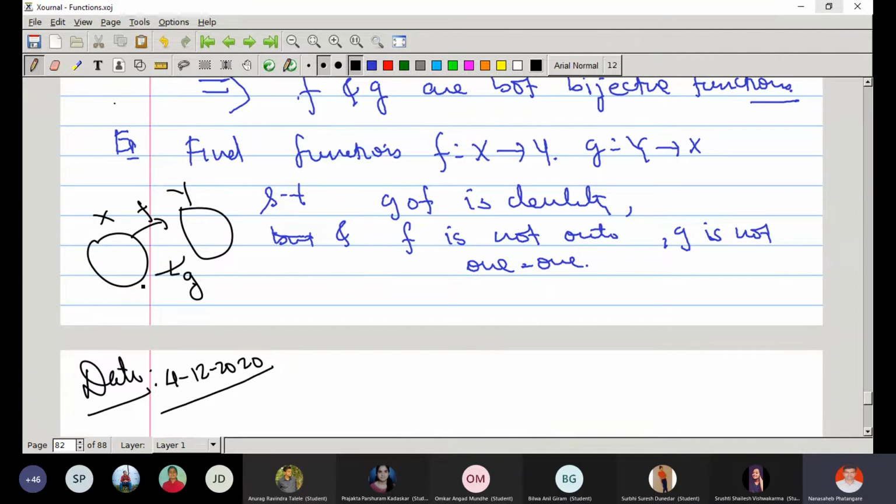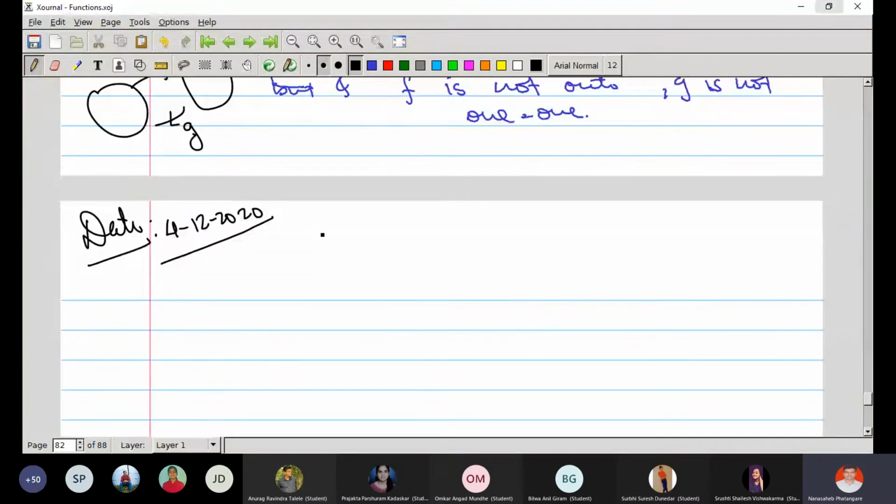right? And I asked you to find an example where g composite f is identity. Then no doubt f is 1-1 and g is onto, but f is not necessarily onto and g is not necessarily 1-1. Can you find such functions? Did you find such an example? Anybody?